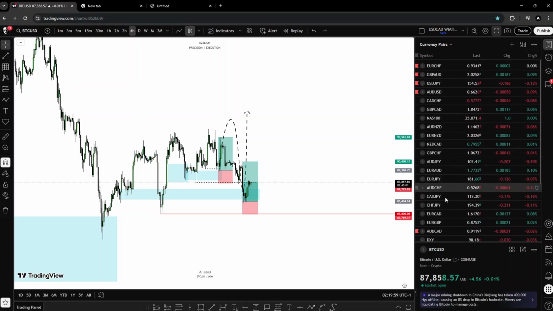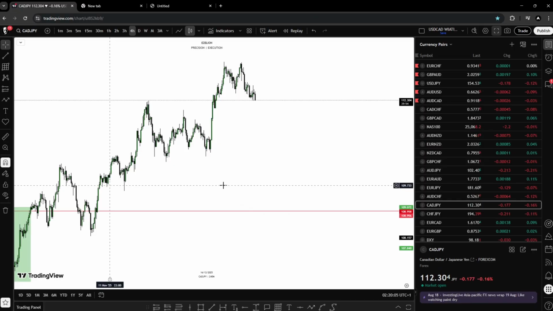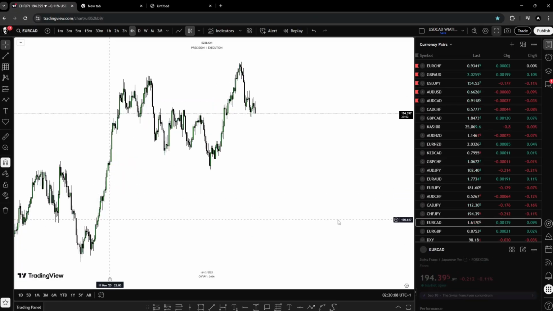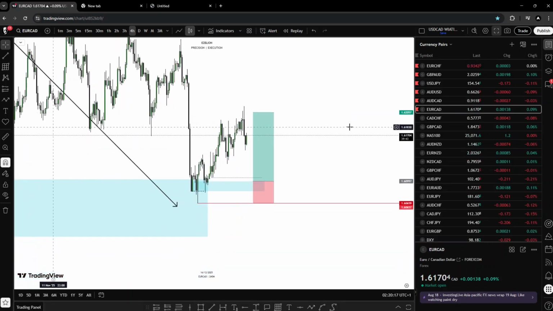We have a couple of these things. AUD CAD, we are just waiting. We're not taking it. And there's one that we have. Right, let's find it and highlight it. Okay, this is EUR CAD. Yeah, so these are the trades that we have here.